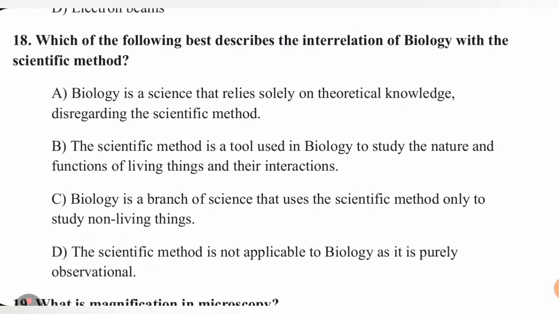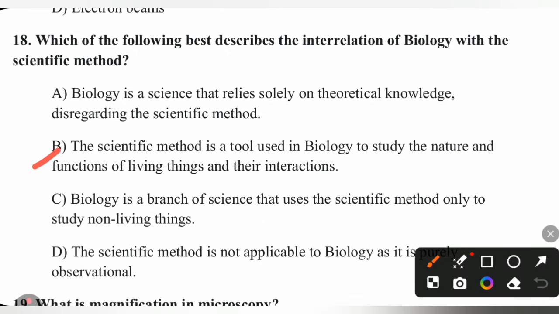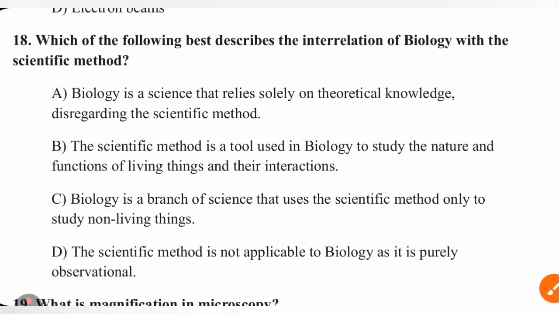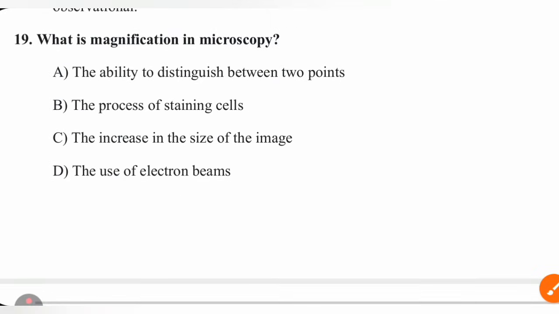The correct answer is B. The scientific method is a tool used in biology to study the nature and the function of living things and their interactions.